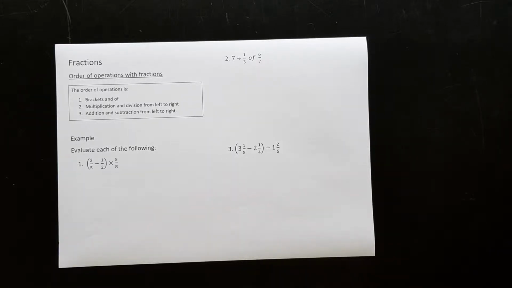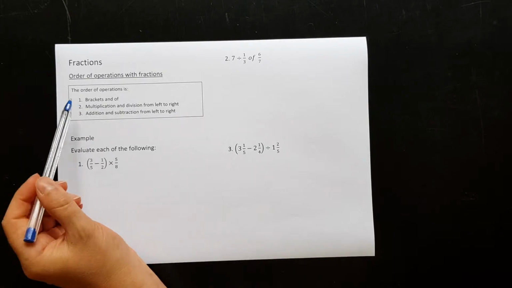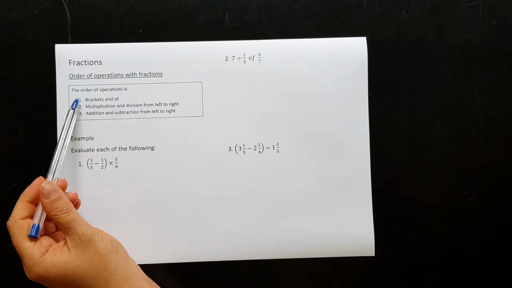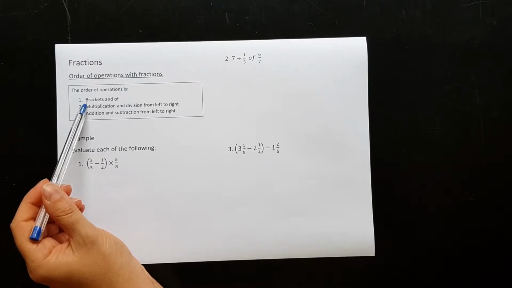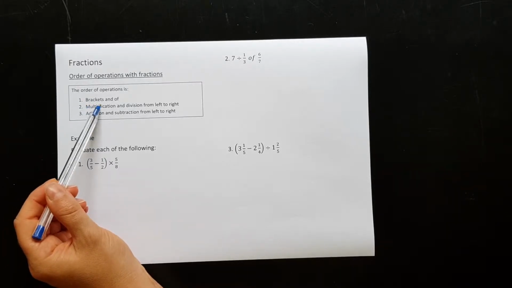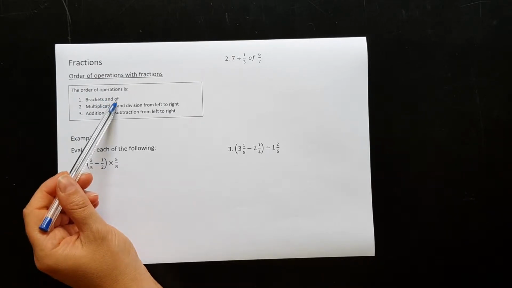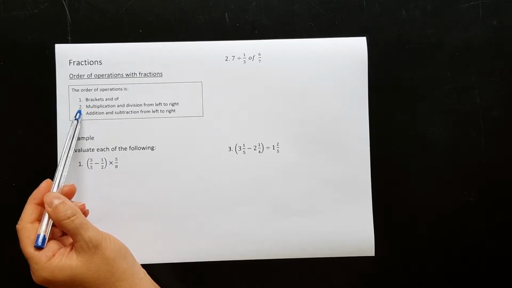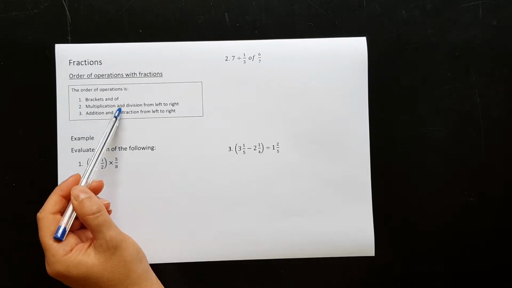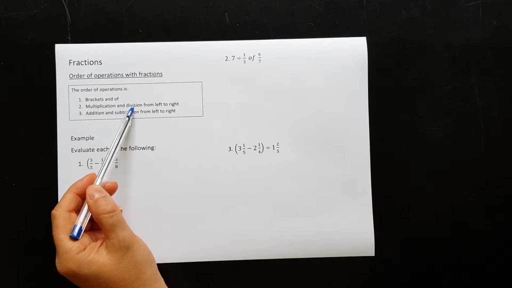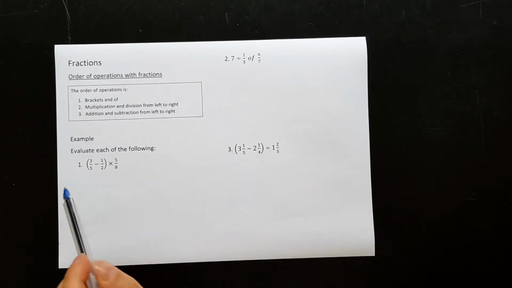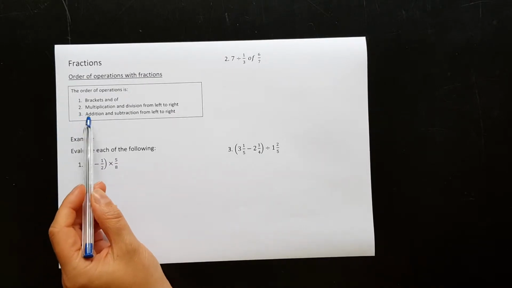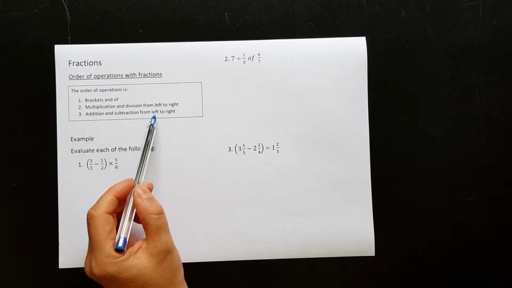Okay? So with order of operations today, we have a certain order that you have to do things in order to get the correct answer. First of all, you should always do brackets and of first. So if something says of, you should do that first. Then in the second step, you should do any multiplication and division. If there's both multiplication and division, you just work from left to right as you go across the page. And thirdly, the last thing that you do is any addition and subtraction from left to right.